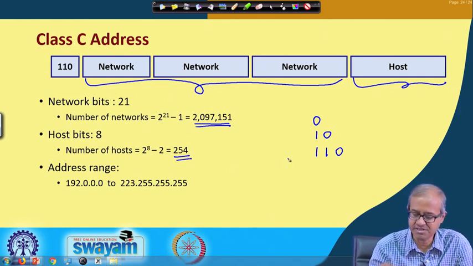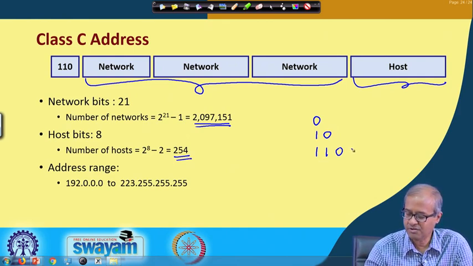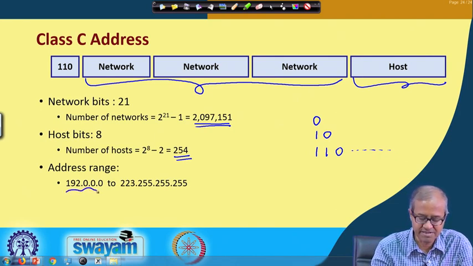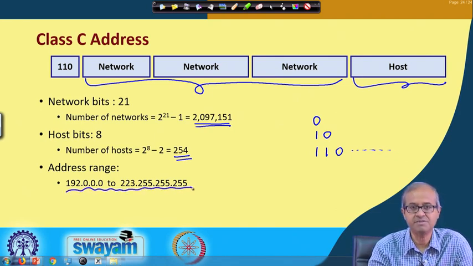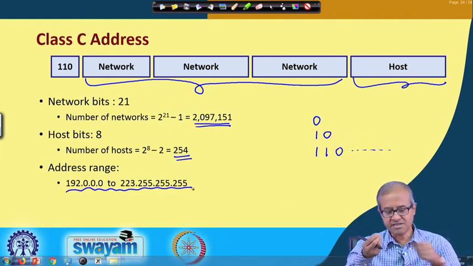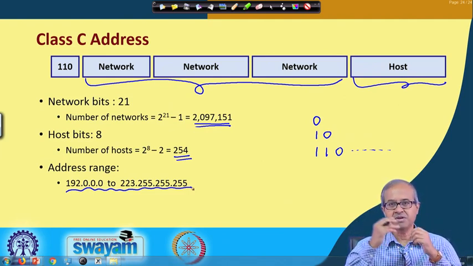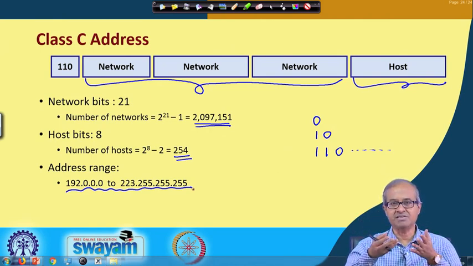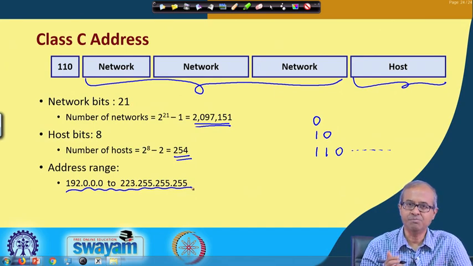And again, if you expand 110 followed by all 0s to all 1s, you can find the range of the IP addresses. So if you are given an IP address and you remember these numbers, by looking at the IP address you will be able to know which address class it belongs to.